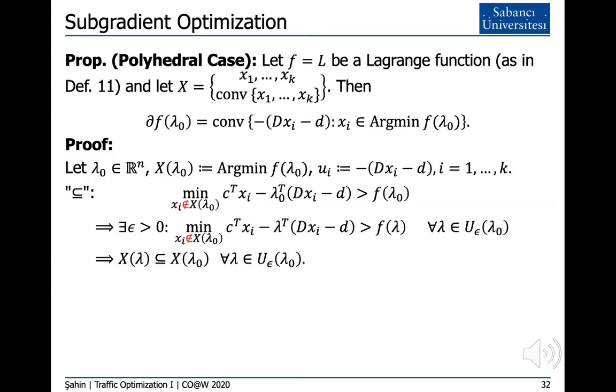The backward direction is a bit more complicated. We first look at lambda 0 of interest, and add all points x_j whose affine function is tight at lambda 0. The other points x_i are not tight at lambda 0, and, by continuity of f, also not tight in a small vicinity of lambda 0. Near lambda 0, only affine functions that are tight at lambda 0 can be tight. So X of lambda is a subset of X of lambda 0.